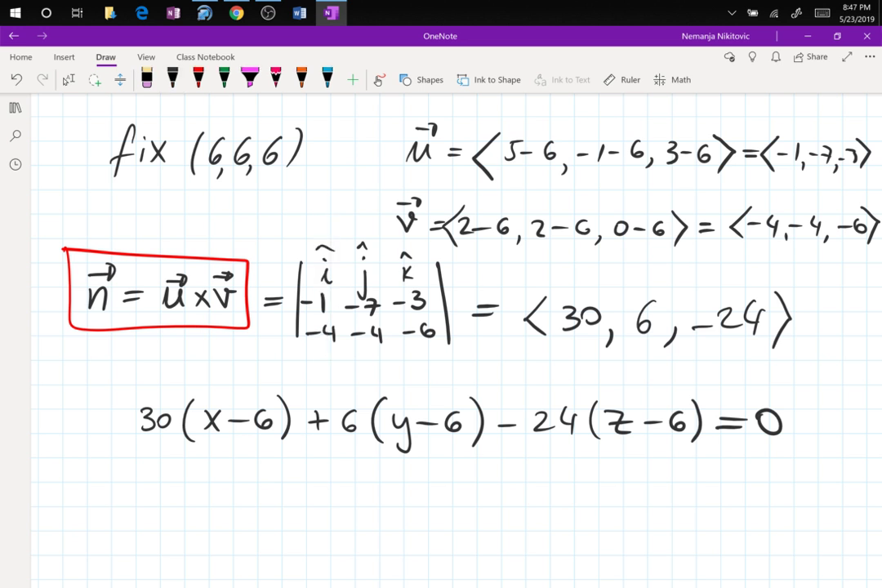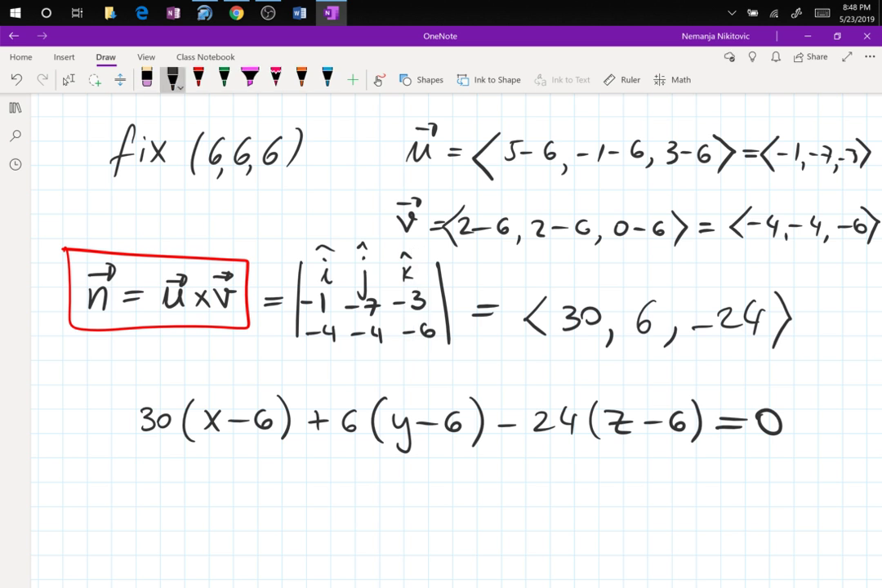When I kill j's, it's 6 minus 12 is negative 6, but then a negative for j is positive 6. And then 24 is going to be, you kill k's, that's 4 minus 28. 4 minus 28 is negative 24.